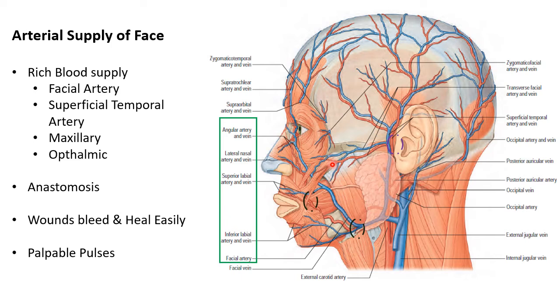Now let's see which are these blood vessels. Now the first one is the facial artery. Look at this. This is the common carotid artery, which at the level of the upper border of the thyroid cartilage divides into an external carotid artery and an internal carotid artery.